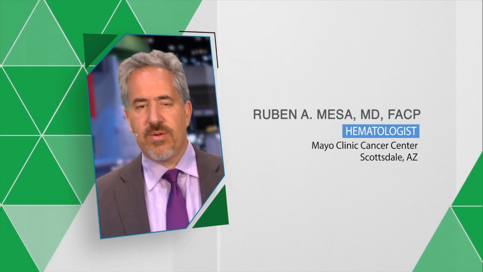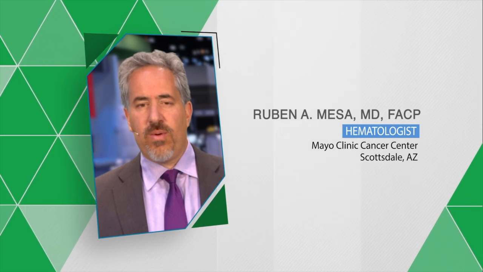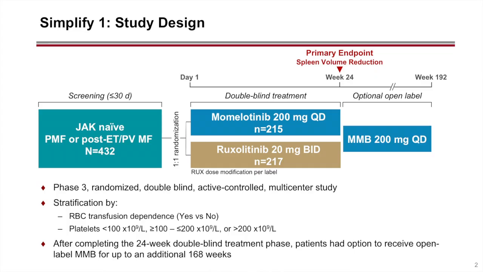It's my pleasure, on behalf of the investigators of the Simplify-1 study, to present at this ASCO meeting the results of the study, this Phase 3 trial of Ruxolitinib versus Momelotinib in patients naive to JAK inhibition. The Simplify-1 study is based on the earlier studies where momelotinib was shown in single-arm studies to have improvements in splenomegaly, symptoms, and anemia in patients with myelofibrosis.